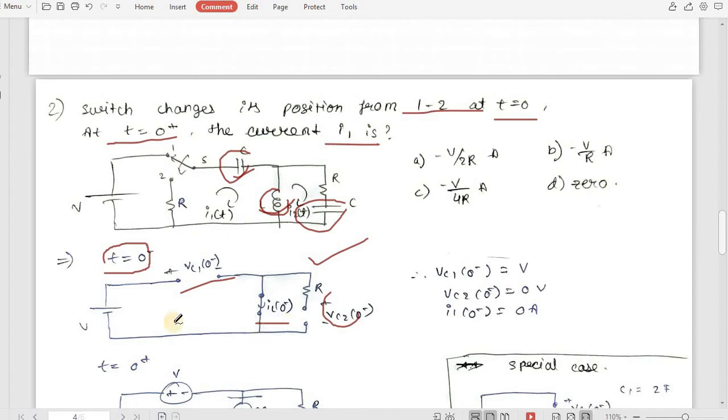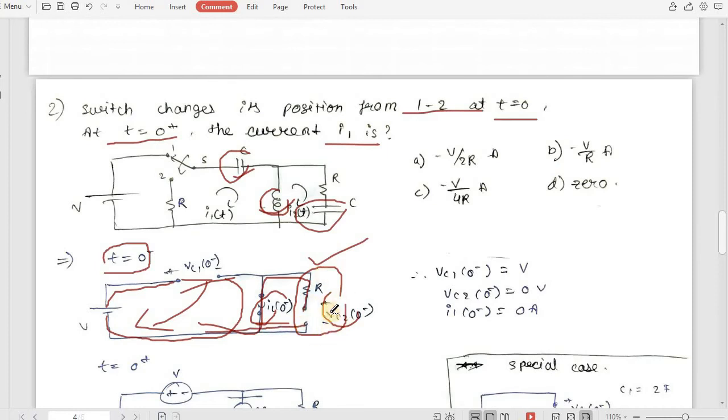From this you can clearly see that there is no closed path, so IL 0 minus will be 0. If you observe the circuit carefully, the plus terminal is connected to this voltage source and the negative terminal is connected to this end. So you can clearly say that Vc1 0 minus is this V volt. And if you see this carefully, Vc2 0 minus will be 0 volt, as this is connected to the negative terminal of the voltage source only.